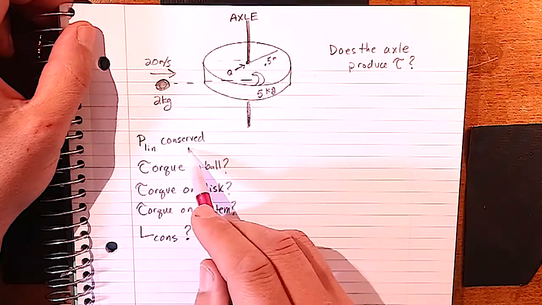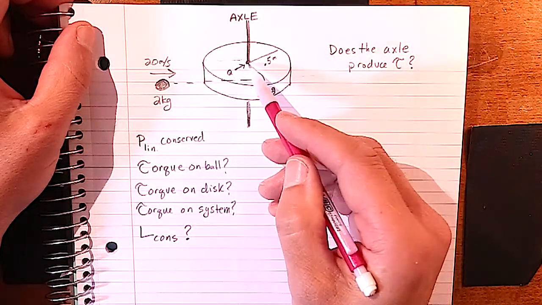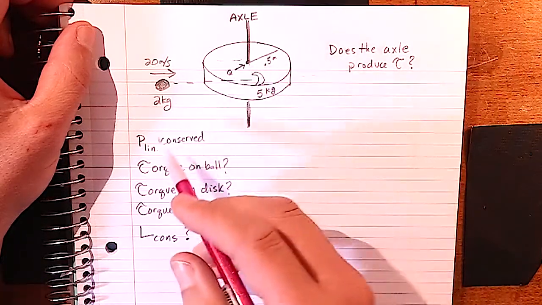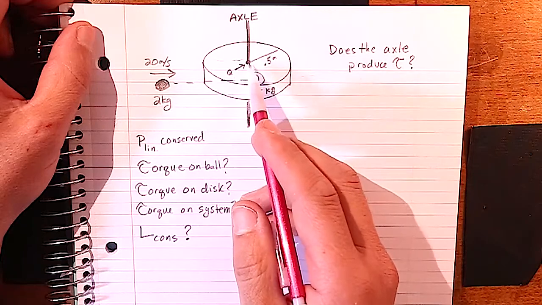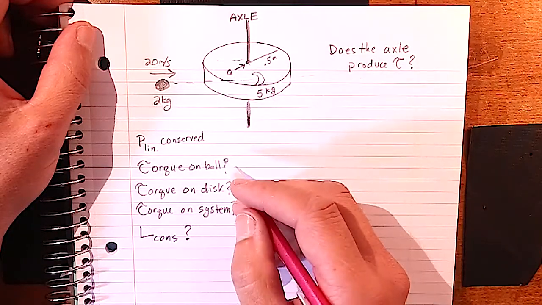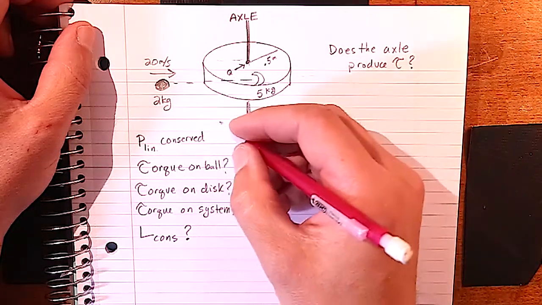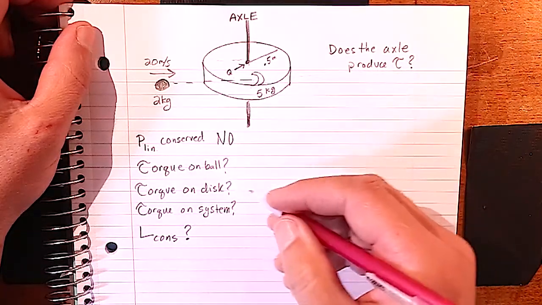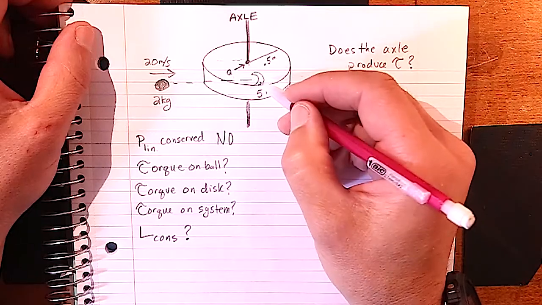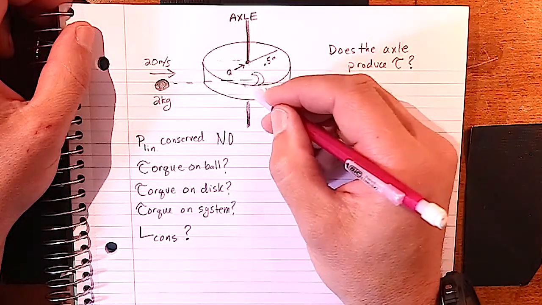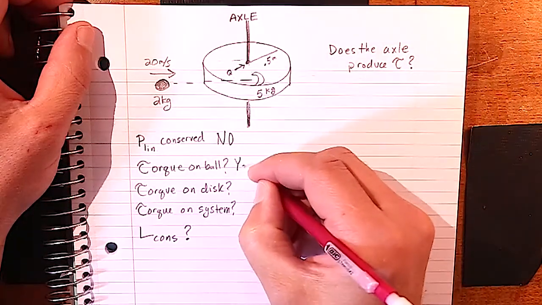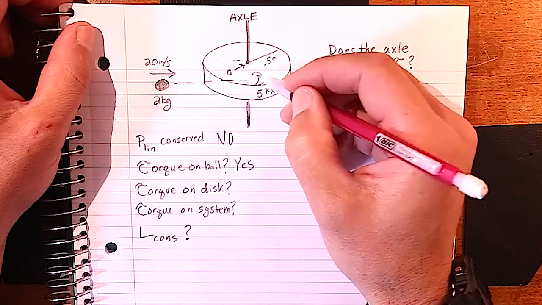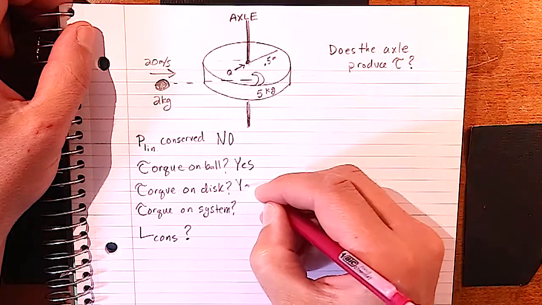However, is linear momentum conserved? Well, there's a net force on the system due to the axle. So because there's a net external force, linear momentum is not conserved. So no. Is there a torque on the ball? Well, let's see. The disk pushes on the ball at a radius r, so yes. Is there a torque on the disk? Well, the ball pushes on the disk at a radius r, so yes.